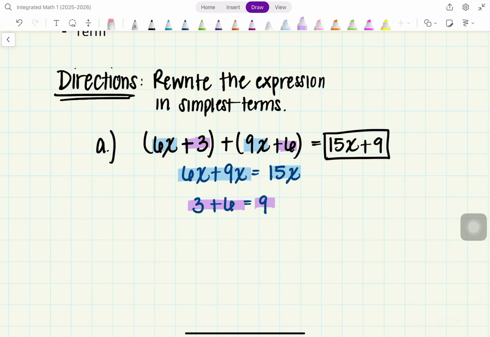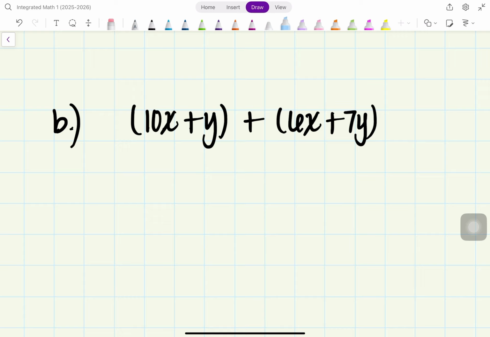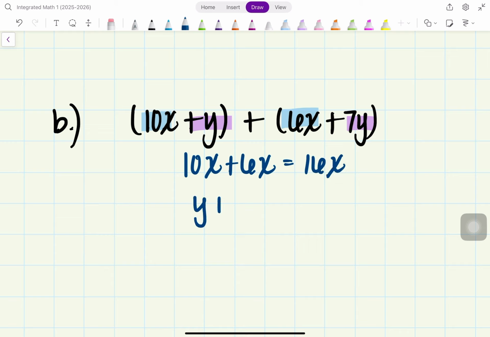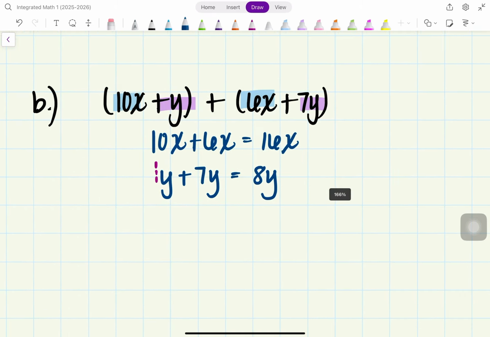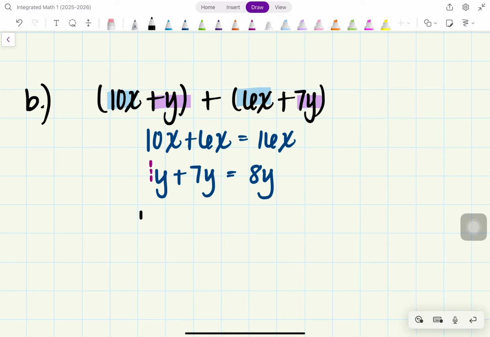Taking a look at the next one, same idea here. I have a 10x plus a y plus a 6x plus a 7y. Notice once again, I'm going to combine the x's and the y's. So this is going to become a 10x plus a 6x. 10 plus 6 is 16. So that's going to become a 16x. And then I have a y plus 7y, and we know the y here actually has an invisible 1. So 1 plus 7 is going to give me an 8y. So our final answer should be 16x plus 8y.